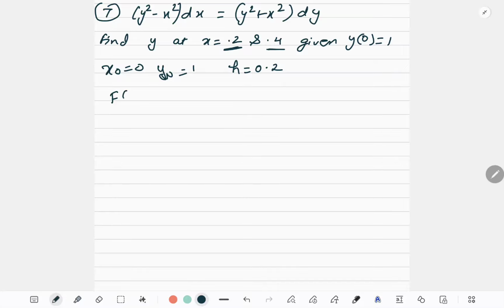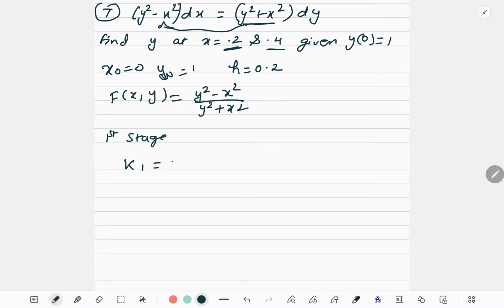Now here, what is the function? The function will be equal to (y square minus x square) upon (y square plus x square). This you should bring here and dx should go there. So this is the function, right? So now all of you pause the video, do stage 1, do stage 2 and check the answer. I'll write down the values so that you can cross check your answer.